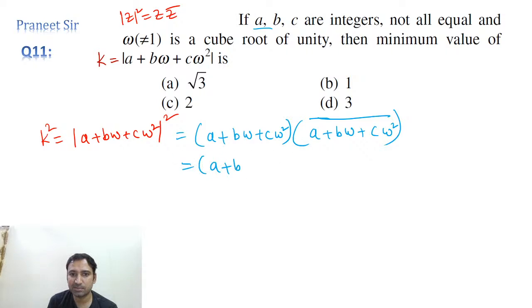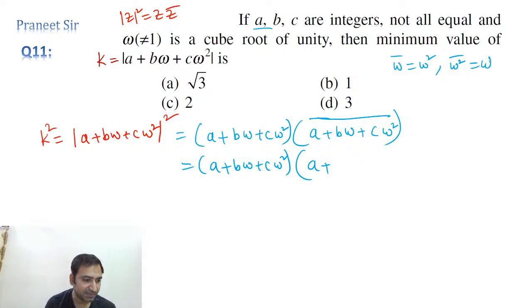So this is A plus B omega plus C omega square into A bar, which is A only. So this is B into omega bar. What is omega bar, guys? Omega bar is omega square and omega square bar is omega. So substitute these values, guys.